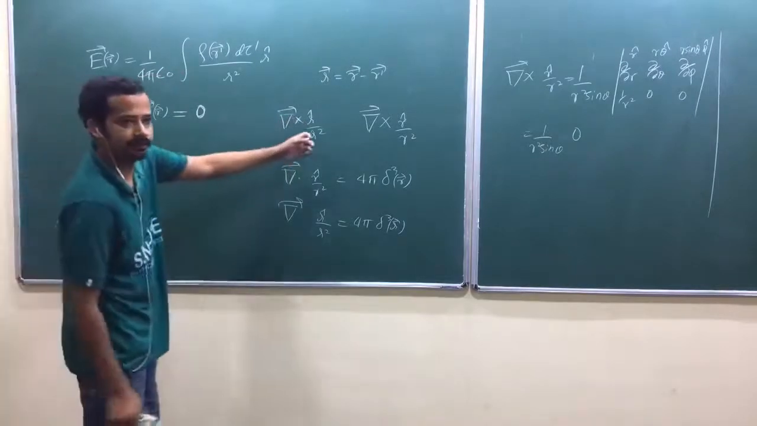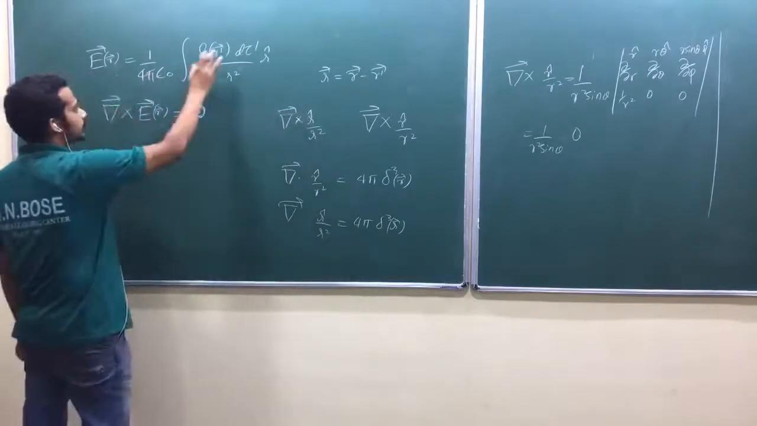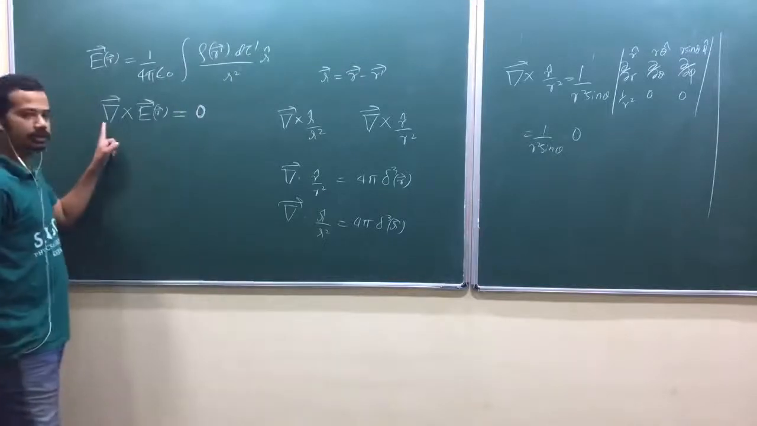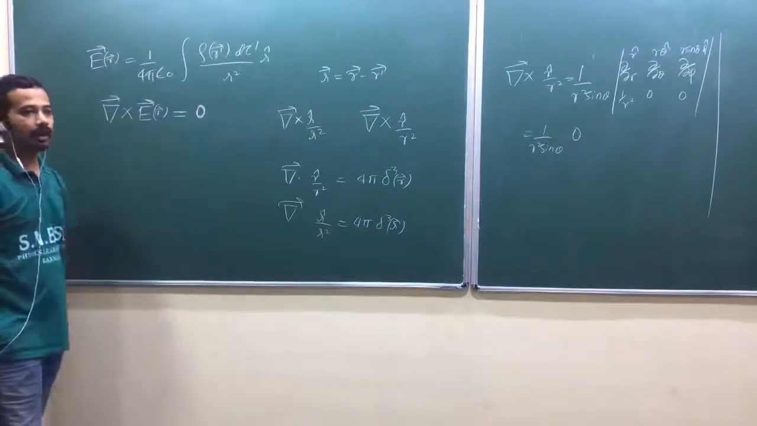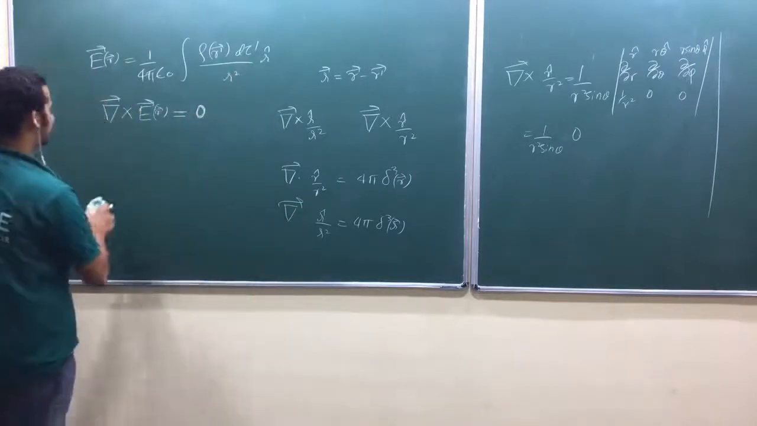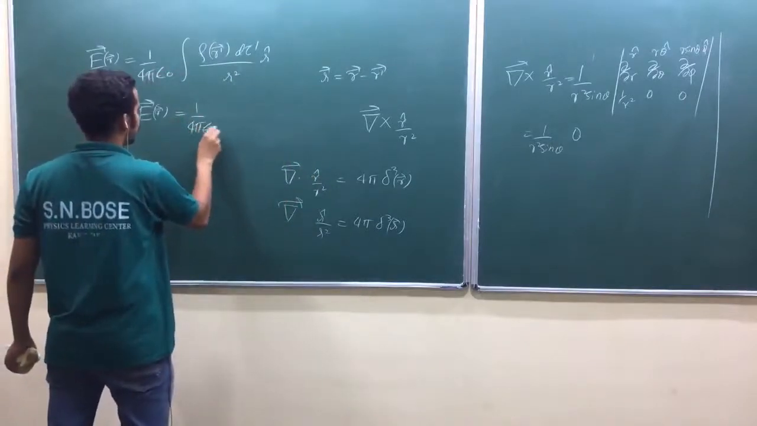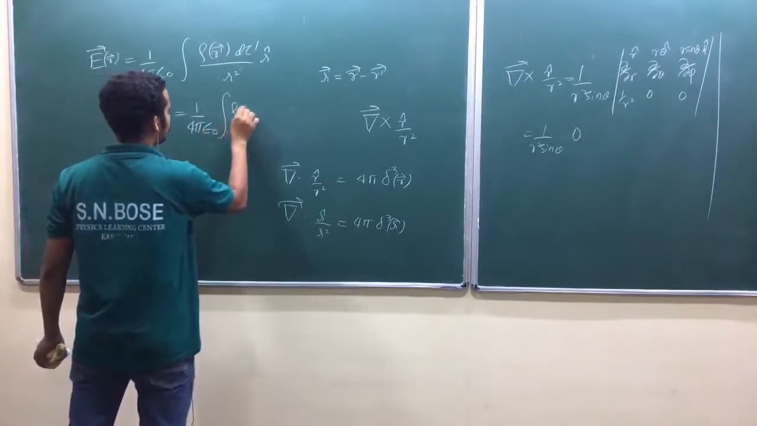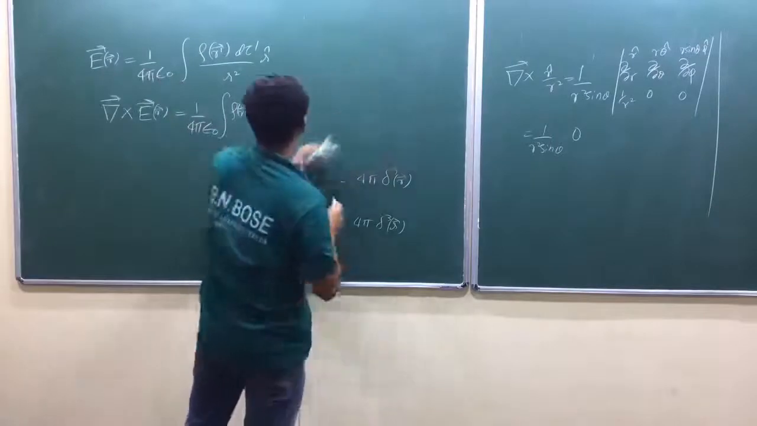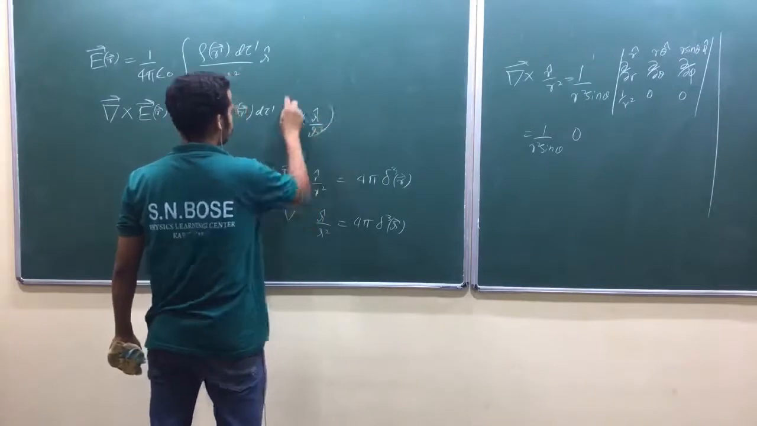So this is 0. I hope you got why I'm discussing this: when you take the curl, these are functions of the primed coordinate r prime, but you are taking the derivative with respect to the unprimed coordinate. So the curl acts directly. Can I write that step? That will be equal to 1 by 4π epsilon naught, integral of rho of r prime d tau prime, the curl of r cap by r square.